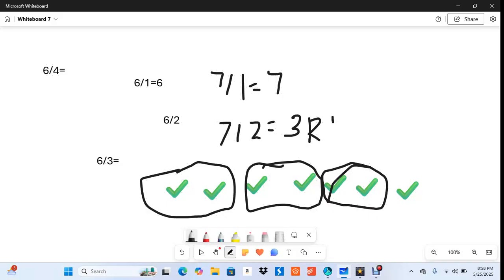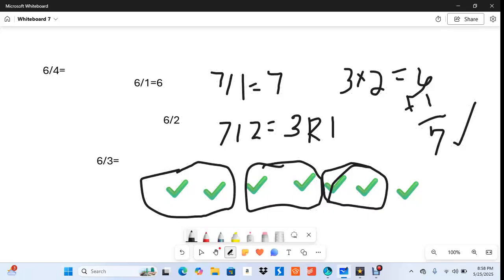And if you were to check that, you would do 3 times 2 equals 6. And then add the remainder in your check. And you would get 6 plus 1 is 7. Does that check out? Yes. So you have the right answer. 3 with a remainder of 1 is the answer to 7 divided by 2.